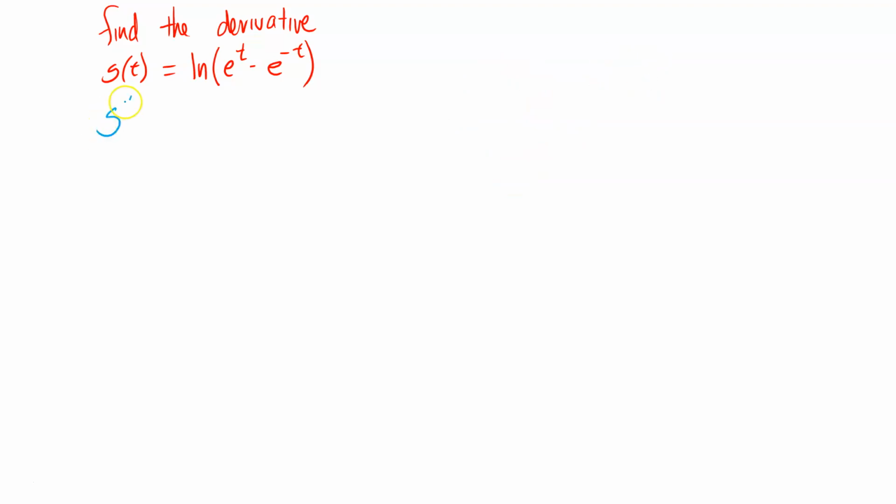So we're going to use the chain rule first. The derivative of natural log of something is 1 over that something. Okay, the input is e to the t minus e to the negative t. So we're going to have to use the chain rule, multiplying by the derivative of that denominator. The derivative of e to the t is e to the t times the natural log of e, minus the derivative of e to the negative t, which is going to be e to the negative t, chain rule, times a negative 1.